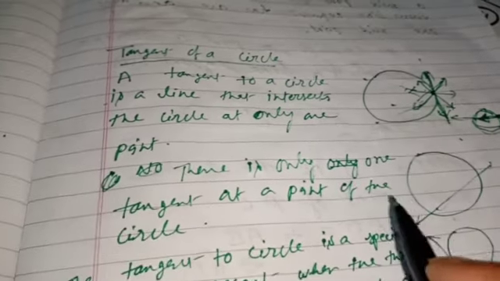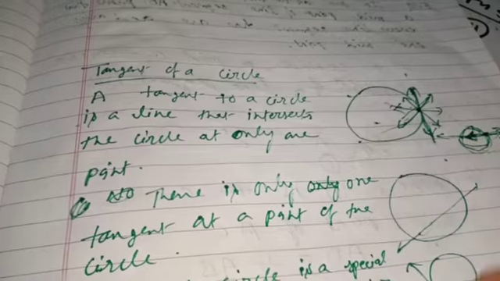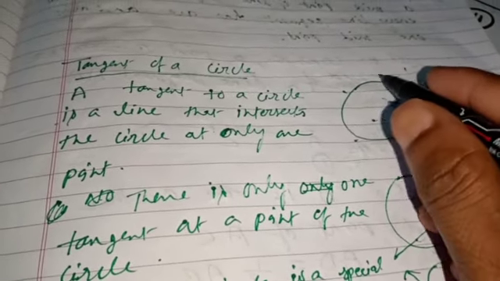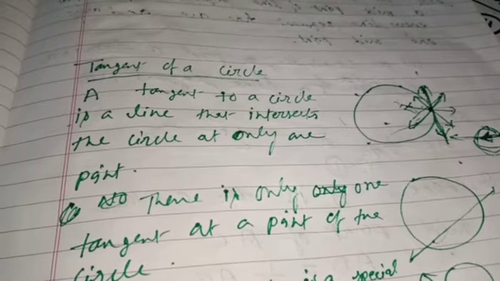Understood? So in a circle, how many points are there? In a circle there are infinitely many points. If one point gives one tangent, then infinite points give an infinite number of tangents. Okay.